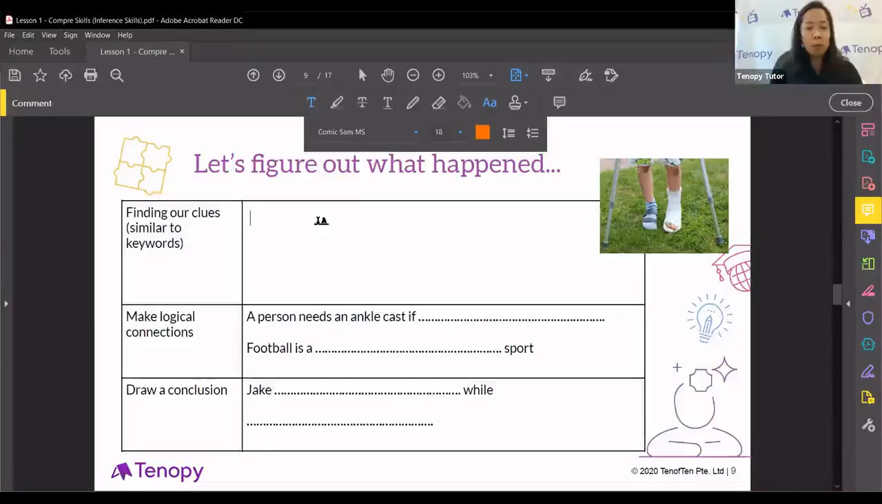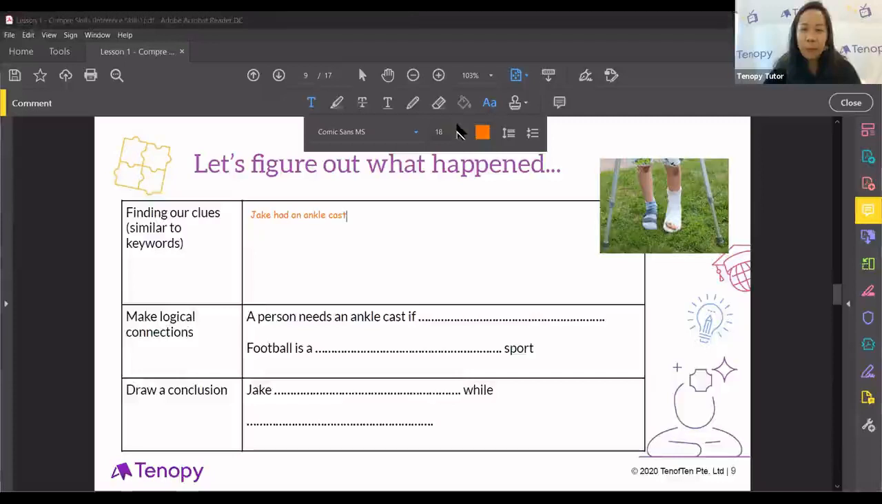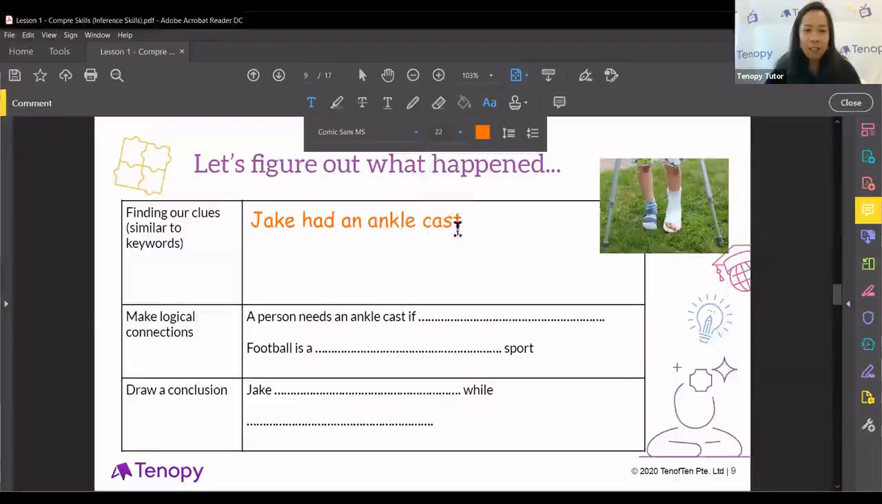All right, yes, very good, Lucas. So his leg was injured. And how do we know his leg was injured? Jake had an ankle cast. All right. Anything else? Hi, Akil. Oh, is that too big? All right, this is perfect. All right.